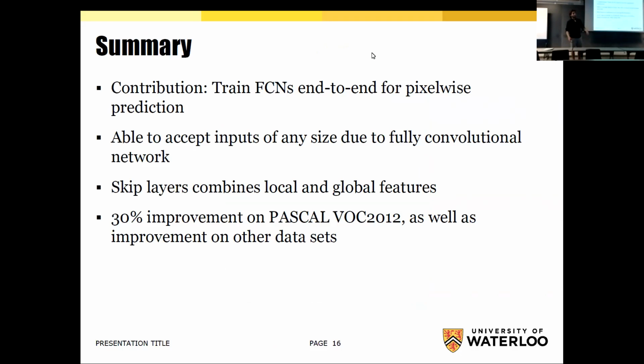So, quick on time. Summary. Their contribution was to implement these fully convolutional networks. The idea of fully convolutional networks was not implemented by them, but it was the first time they did it for pixel-wise prediction. Another significant advantage of this network is that it's able to accept inputs of any size because it is a fully convolutional network. They showed that adding the skip layers did significantly improve performance by combining the local and global features. And since they were focusing so much on Pascal, they got a 30% improvement on that, and improvements all across the board.